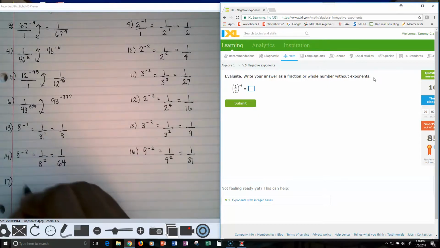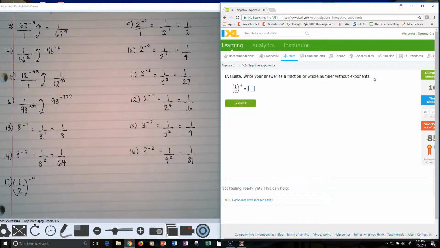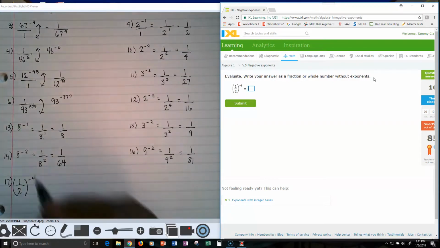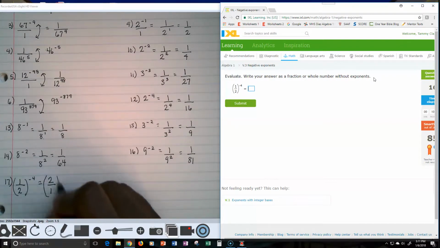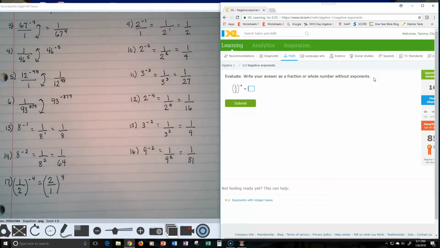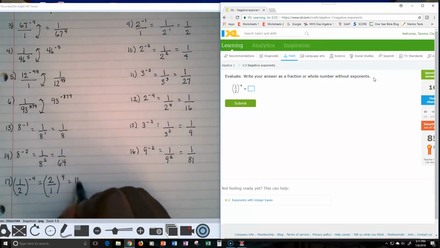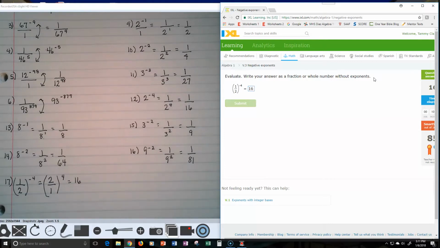So let's think about what we have here. We've got 1 over 2 to the negative 4th power. Well, remember, in order to make the exponent positive, we have to flip the base over. So here I would say, okay, 2 over 1 to the 4th power. So I just flipped the A and the B, and then I made the exponent positive. So 2 to the 4th power is 16. So our answer would be 16.